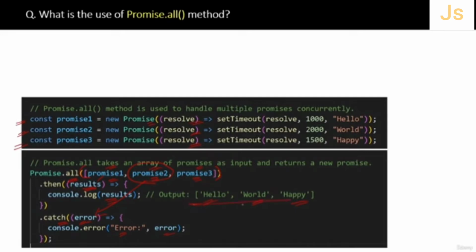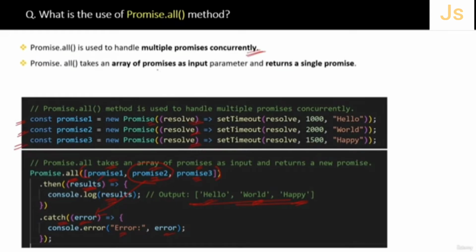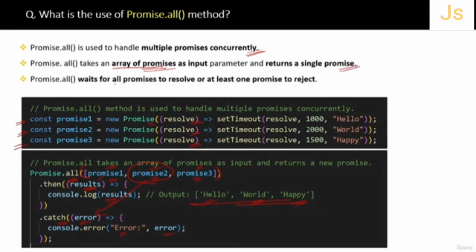So finally, here are the 3 points about the promise.all method which you can remember. The first point is promise.all is used to handle multiple promises concurrently. Second, promise.all takes an array of promises as an input parameter and returns a single promise. The last point is promise.all waits for all the promises to resolve or at least one promise to reject. That is the theory and the explanation of the promise.all method.